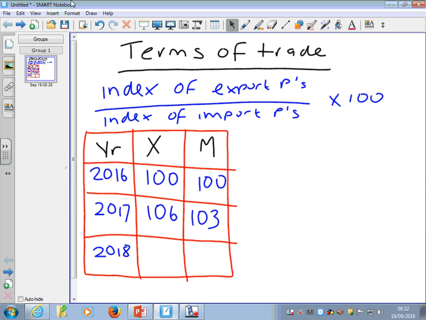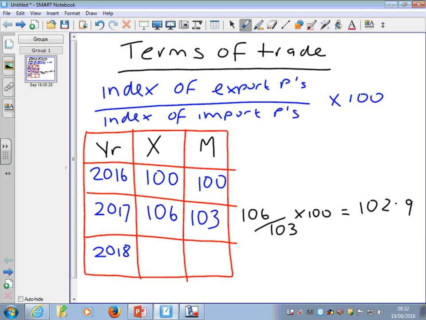Right, okay, now what we've got here, well, let's do a calculation first of all. If I do the index of exports for 2017, it's 106. I divide this by the index of imports, 103, and I multiply by 100. And what that will give me is terms of trade of 102.9.